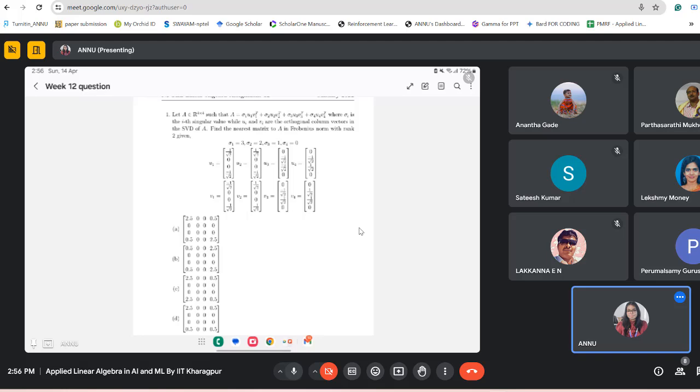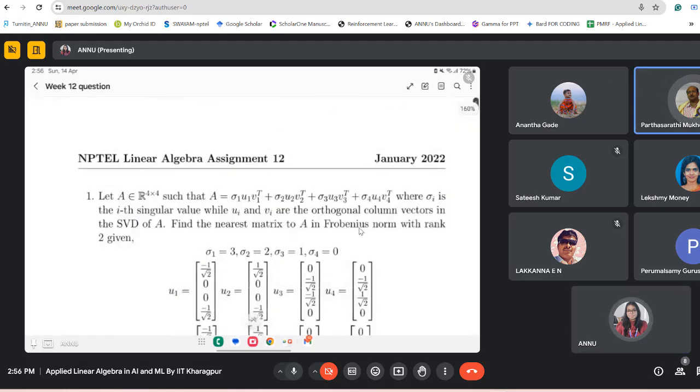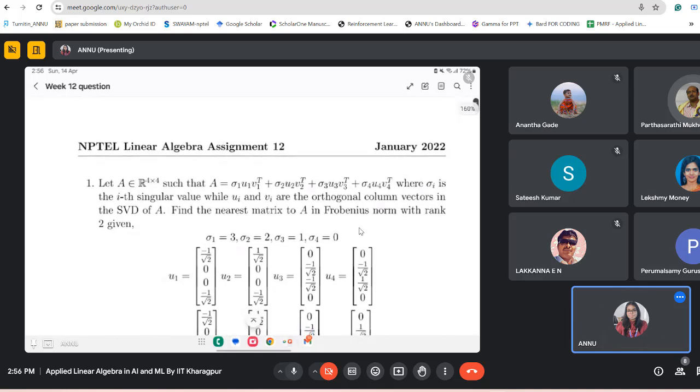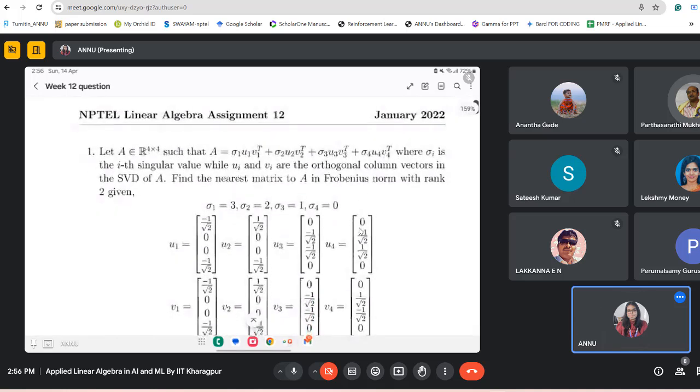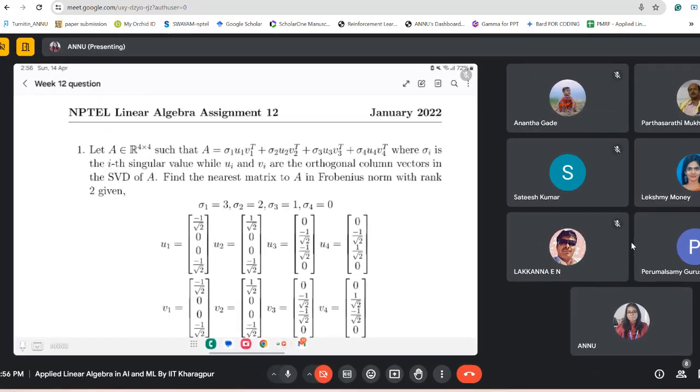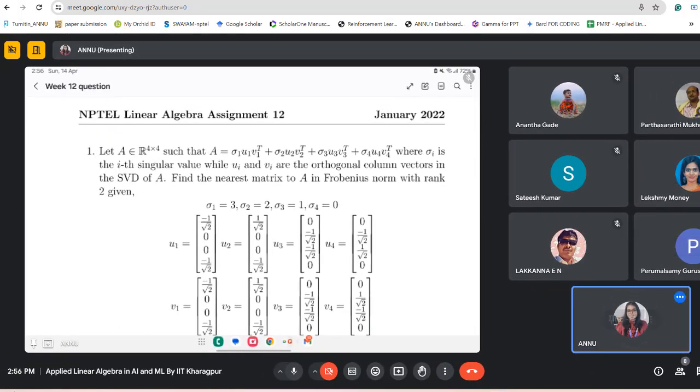The Frobenius norm is the norm you want to minimize for the matrix. For vectors the norm you minimized was the L2 norm, and similarly for matrices it is the Frobenius norm. So we will see the solution: sigma 1 U1 V1 transpose plus sigma 2 U2 V2 transpose.